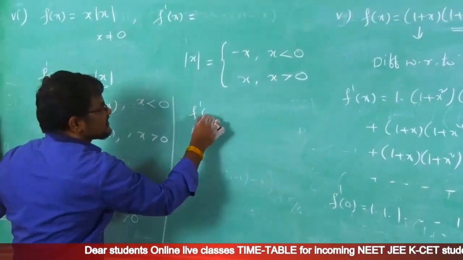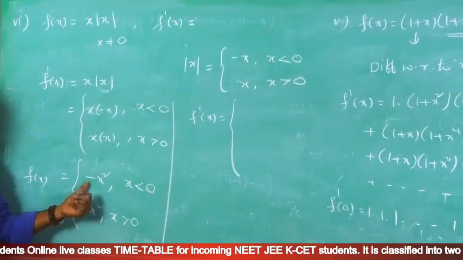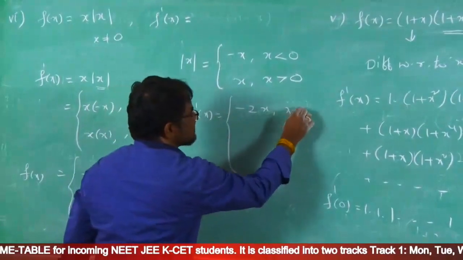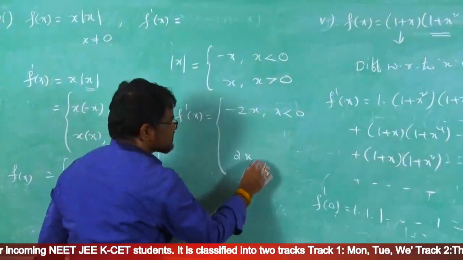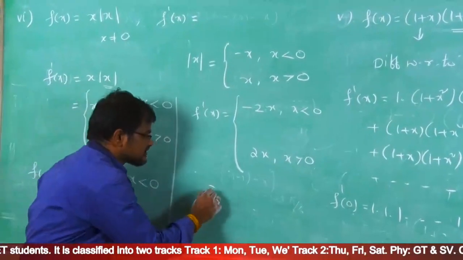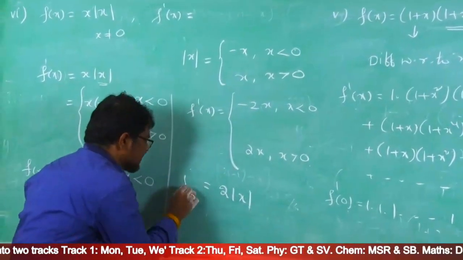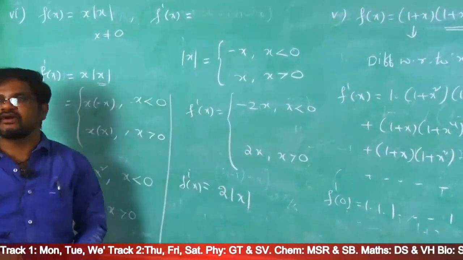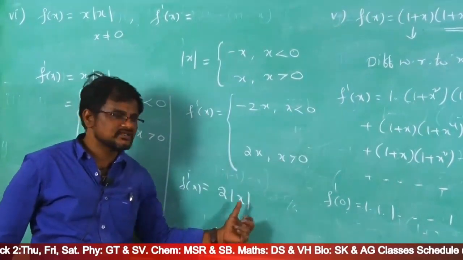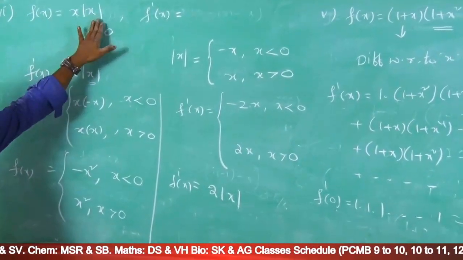Now f dash of x, if you do the differentiation of x square, it is 2x. So here minus 2x is there for x less than 0, and here 2x is there when x is greater than 0. Now, can you write this as 2 into mod x? f dash of x equals 2 into mod x. That means whenever x is less than 0, minus 2x, and whenever x is greater than 0, 2x.